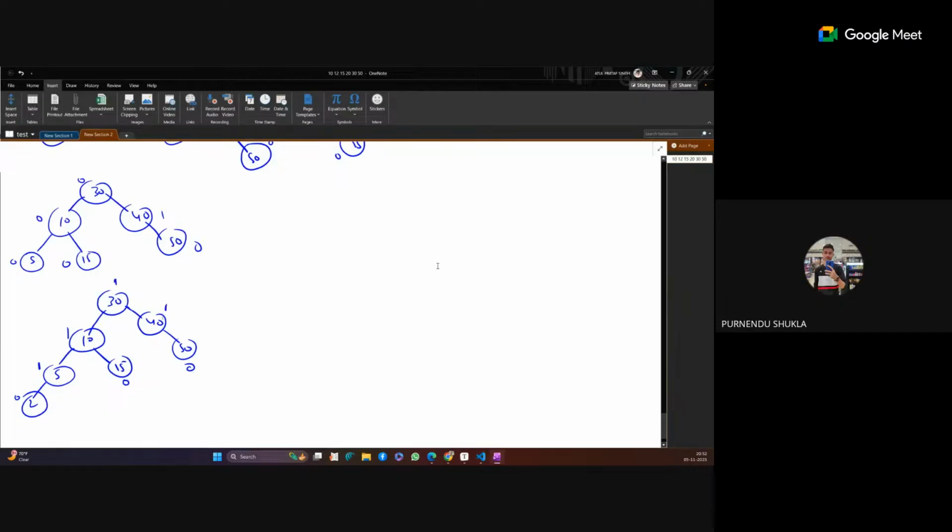Sir, how is 5 still balance factor 1? Its left subtree height is 1, right is 0, so 1. Even if we have a single leaf node, then also the height is counted there, right? Yes, we are calculating the height only. A single node's height is considered as 1. Okay, so still this is 3.